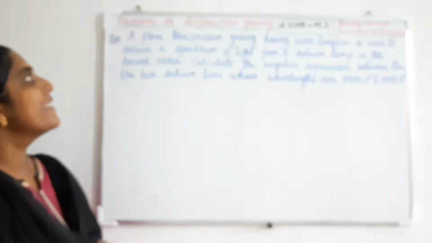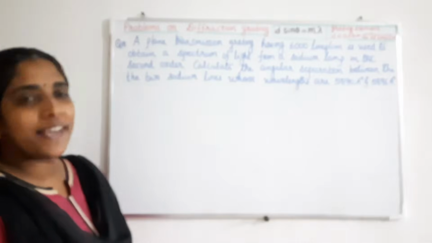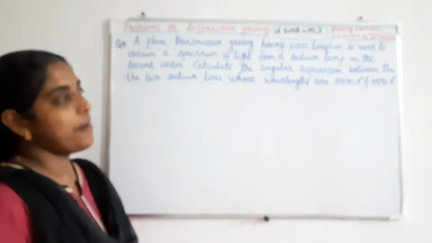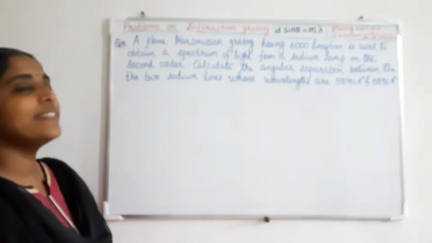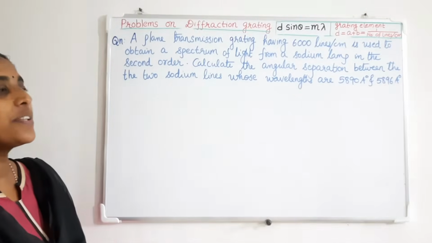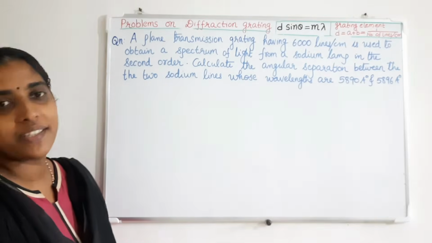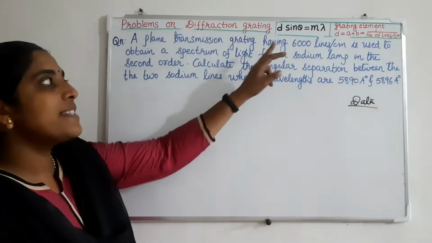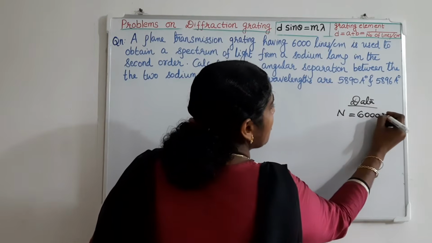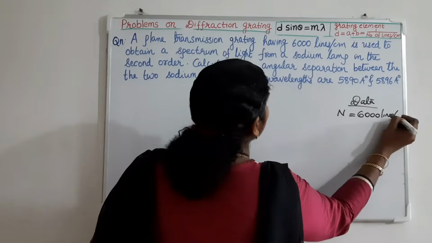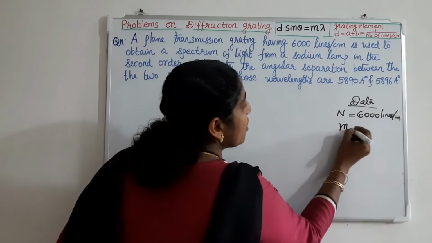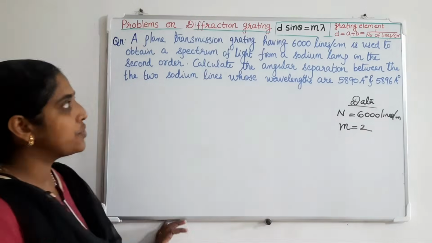See the next question. A plane transmission grating having 6000 lines per centimeter is used to obtain a spectrum of light from a sodium lamp in the second order. Calculate the angular separation between the two sodium lines whose wavelengths are 5890 and 5896 Armstrong. A plane transmission grating having 6000 lines per centimeter, so number of lines per centimeter is 6000. It is used to obtain a spectrum of light from a sodium lamp in the second order, so order m is equal to 2.